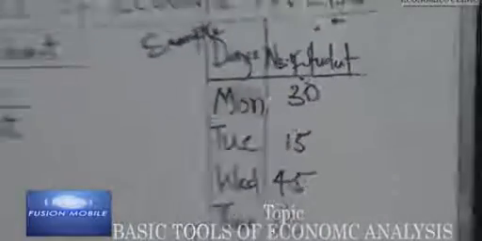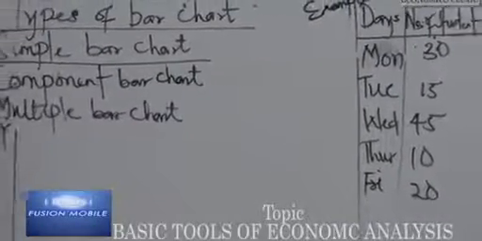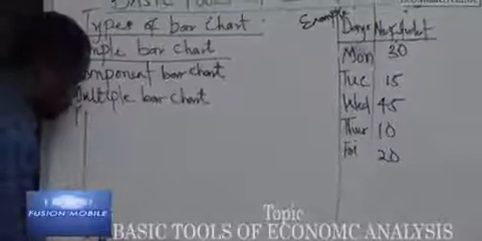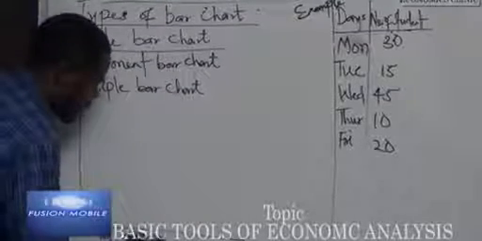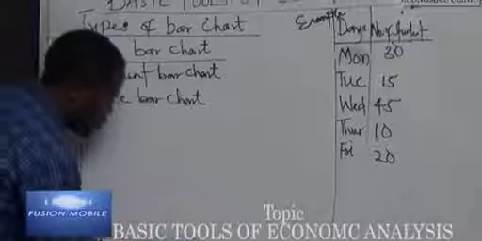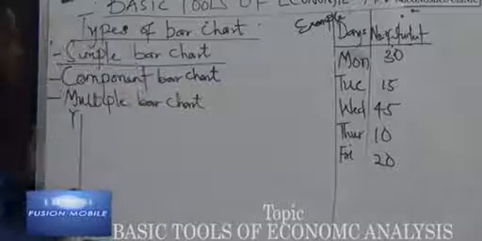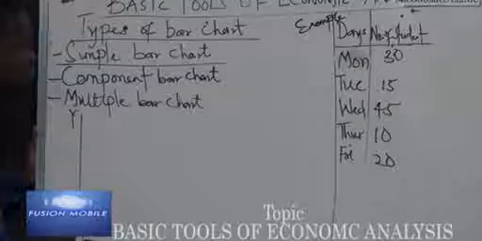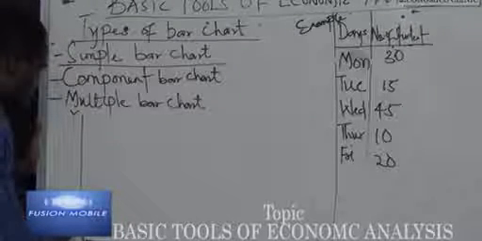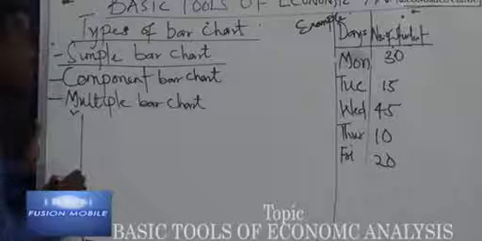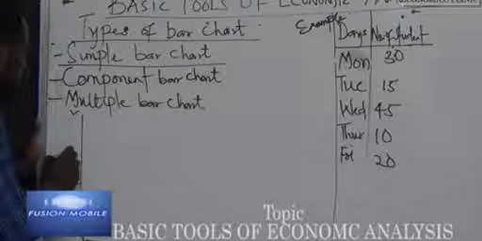This can be graphically represented on a graph where you have x and y. You have Monday, Tuesday, Wednesday, Thursday, and Friday. The least there is 10, so we start from 0, 10, 15, 20, and we have 25, 30, 35.